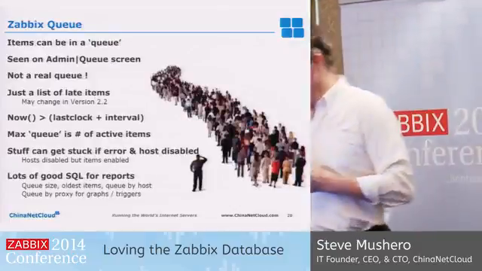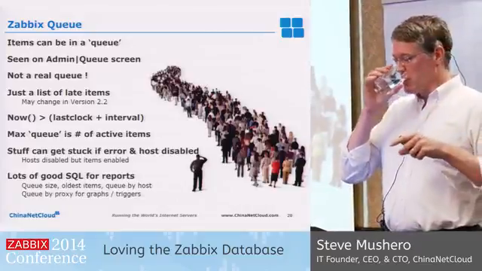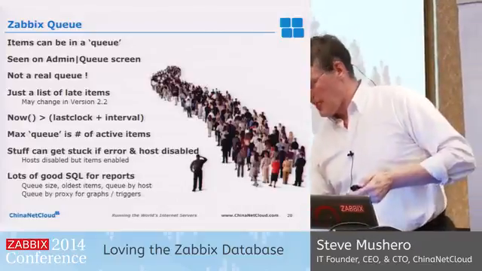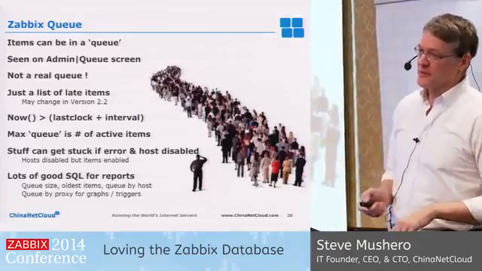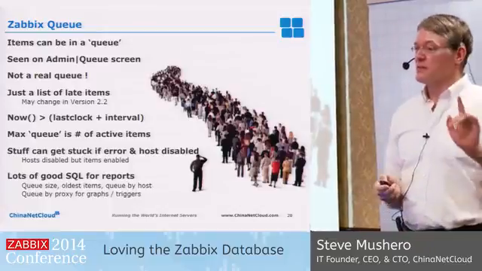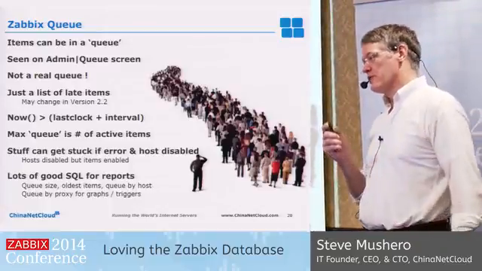Quickly talk about the Zabbix queue. You've probably seen the Zabbix queue. You go to Administration Queue, and it shows you the queue. The nice thing is that this is not really a queue. There is actually no queue in Zabbix in the server. There are queues in the proxies. So you have to be careful because the proxies have two types of queues. The server only has one.